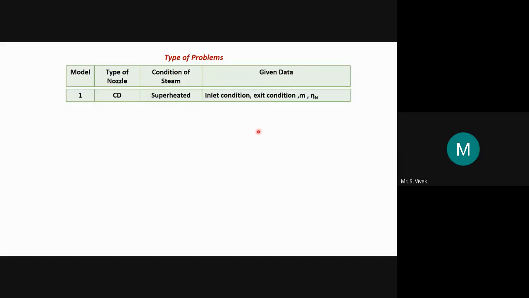First problem, if you remember, we solved the problem on a CD nozzle and the condition of steam is superheated. Inlet conditions are given, exit conditions were given, mass flow rate is given, and nozzle efficiency is given. Second problem also belongs to a CD nozzle. Condition of steam is superheated. Inlet condition, exit condition, mass flow rate, nozzle efficiency were given. In addition to that, we had the inlet velocity.